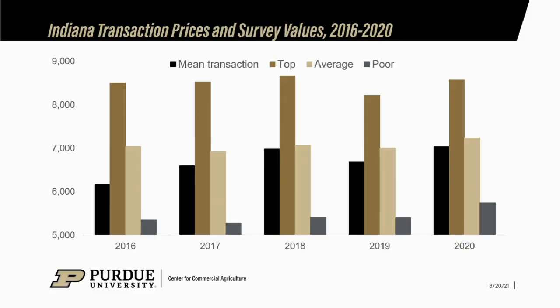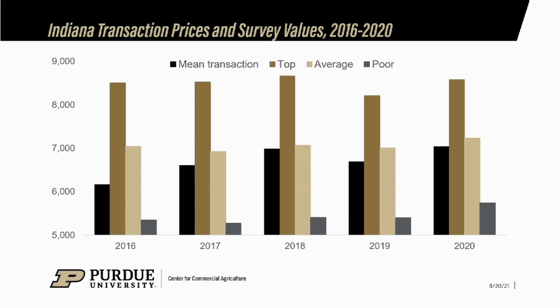So the other thing you took a look at was the mean price, the average price based on this transaction data. And then you compared that to the Purdue Farmland Values Survey information for top quality, average quality, and even the poor quality land. Yeah, the tricky thing, again, is that working with transaction data is much harder in a lot of ways, but we do have a measure of the value per acre. So we did just the straight average across the entire state, and we also have it in the report broken out by region.